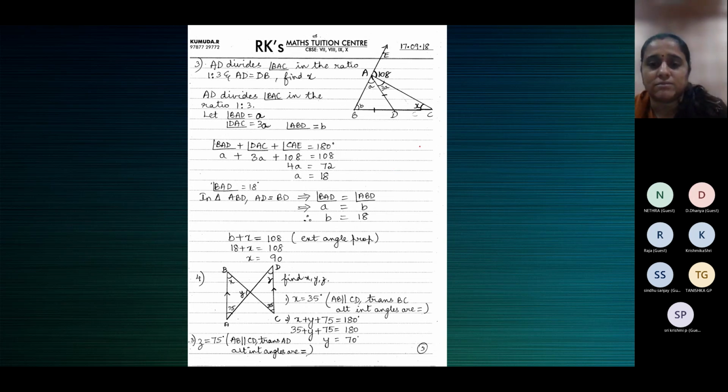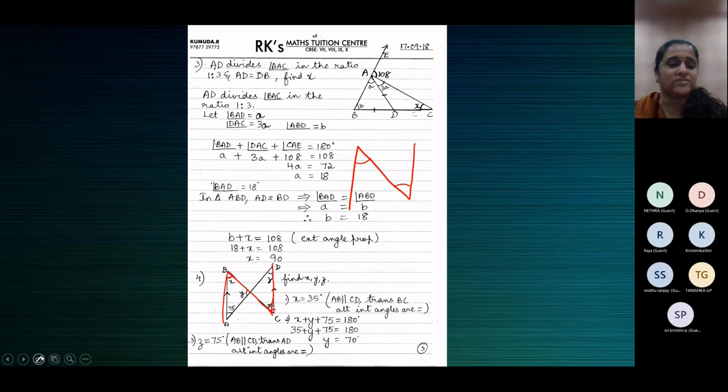So see here: parallel line, transversal, parallel line. Here and here are the alternate interior angles. So you can see here 35 and x, parallel line, transversal, parallel line. So x is equal to 35 degrees. Alternate interior angles are equal.